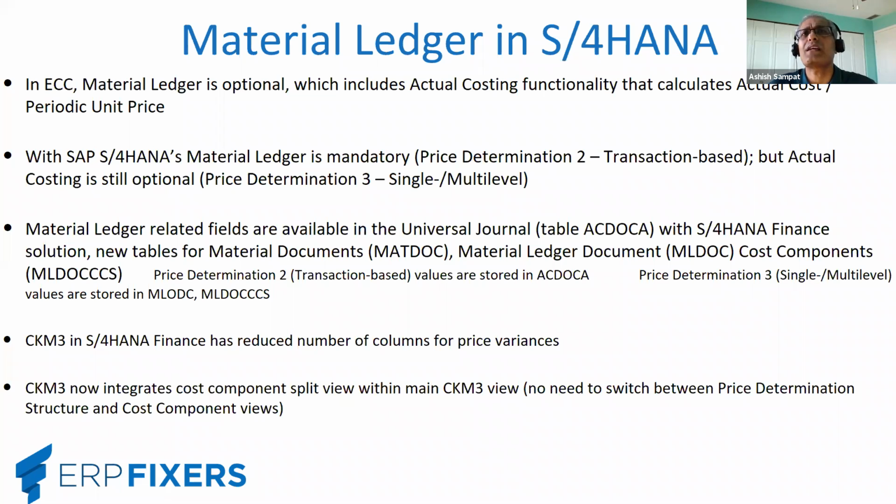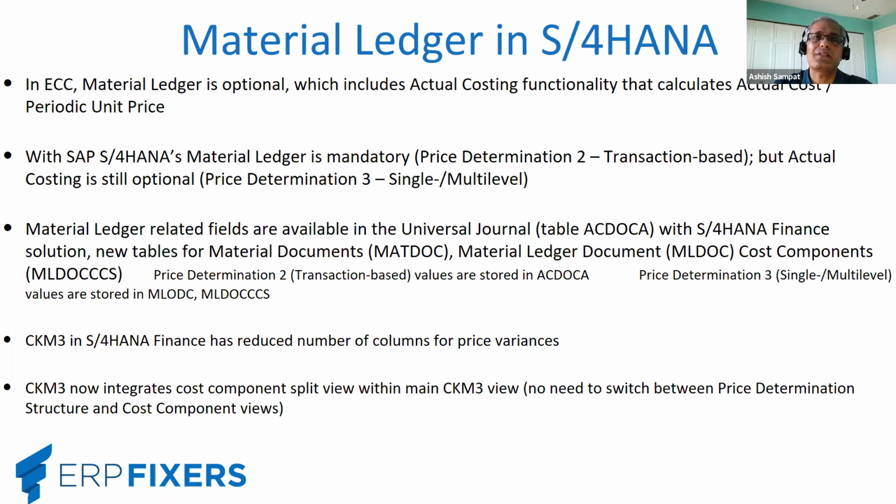And what is the rationale behind all this? I think many of you must have heard the term around universal journal, which is the table ACDOCA. That ACDOCA table is the main primary feature around the original design of S/4HANA Universal Journal, which is trying to get us a single version of truth.